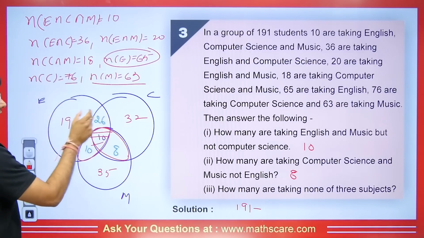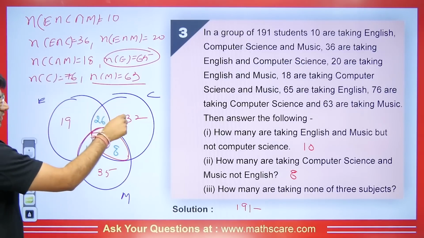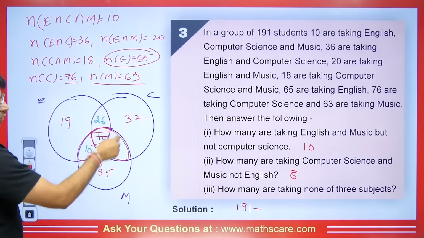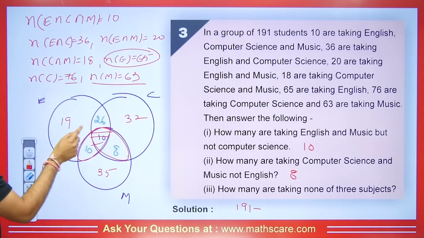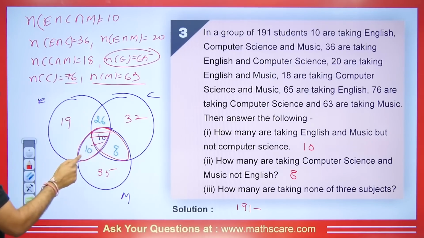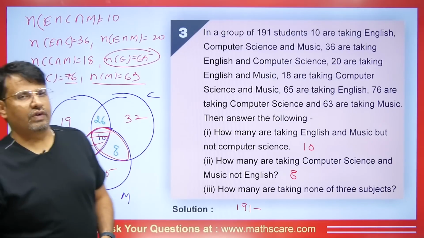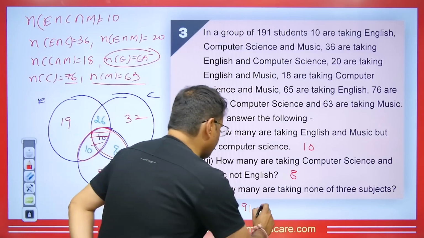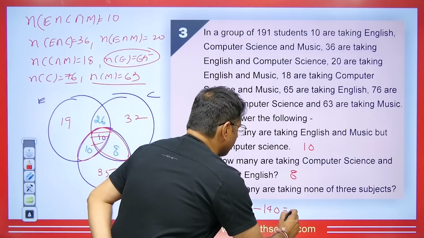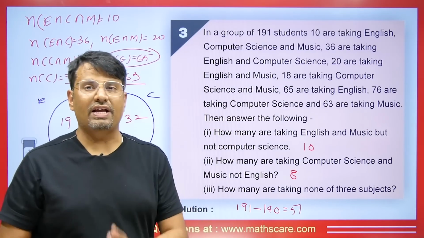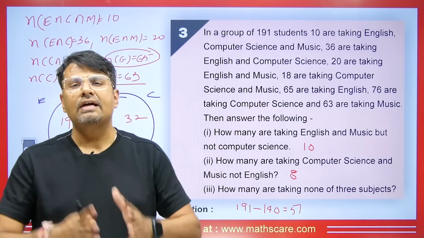19 plus 32 plus 35 plus 26 plus 10 plus 8 plus 10 is equal to 140. We will now deduct this 140 from 191, which will be equal to 51. Therefore, 51 students are not participating in any of the subjects of English, computer science or music.